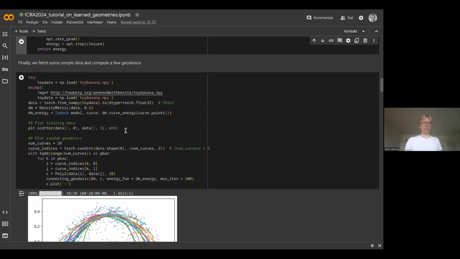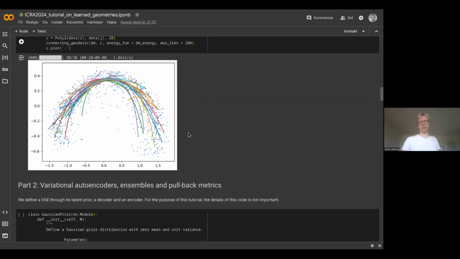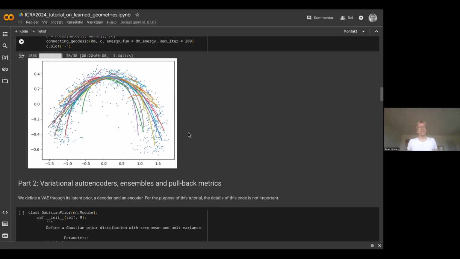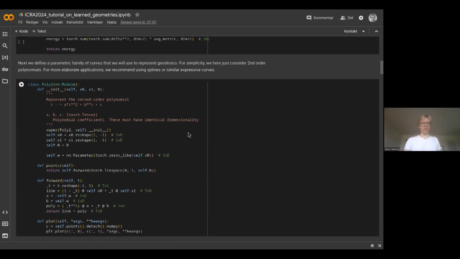And then just to make it specific in the actual code, we download some data from my website and fit this density metric to it and just compute a collection of random geodesics in exactly this way. And then you get a plot like this. You can see that this is remarkably simple. And you could very easily just plug in some other density estimator to make this work in practice.